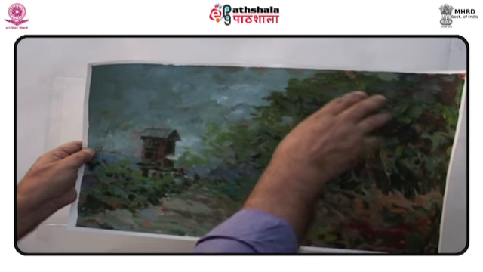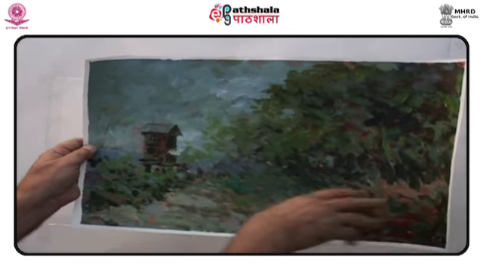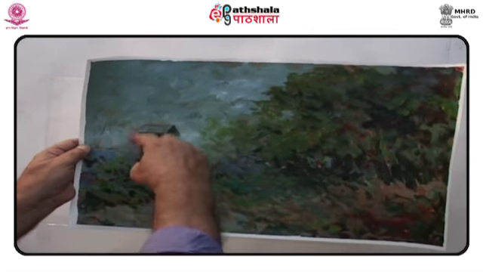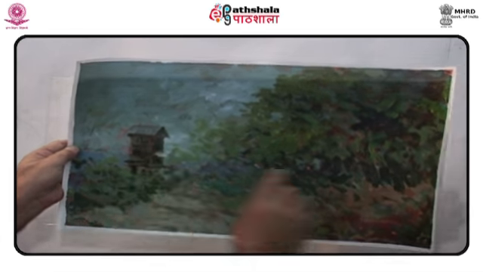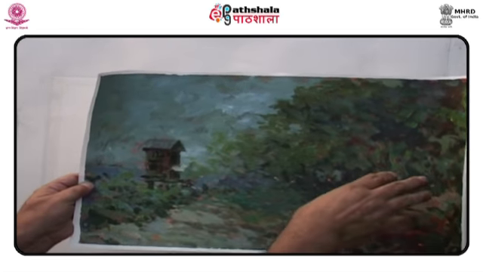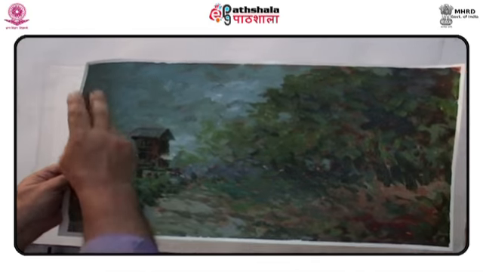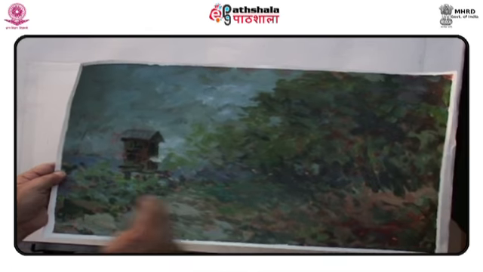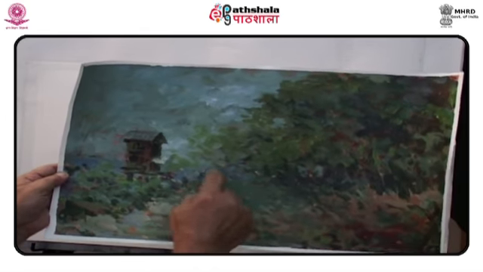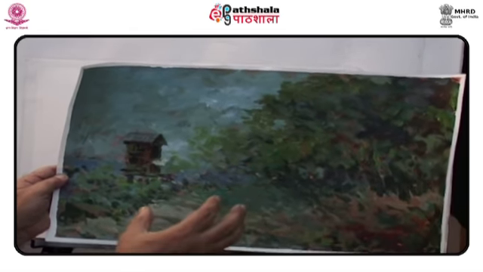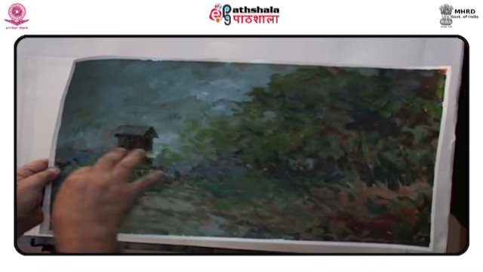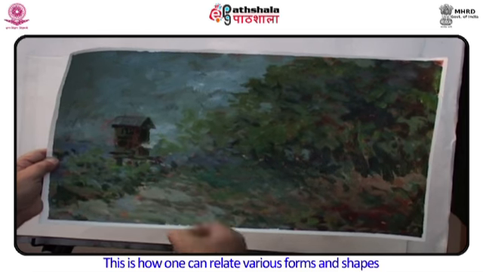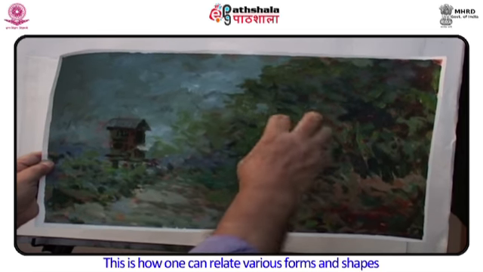It is off center and the horizon line is below center. It is very important to see the balance and space division. I have divided the painting into different visual spaces. One is the sky, second the tree, third is the path, fourth the greenery next to it on the left, fifth is the hazy background. This is how one can relate various forms and shapes.